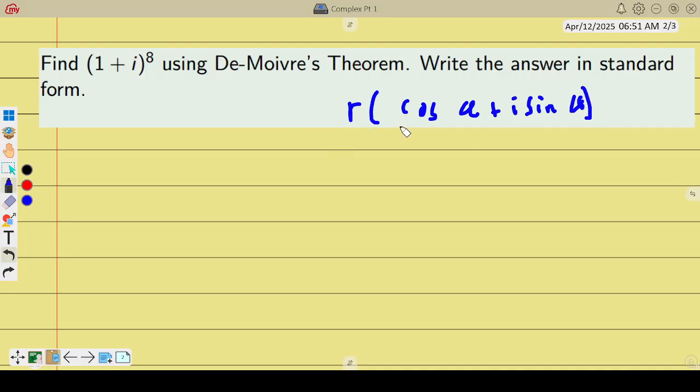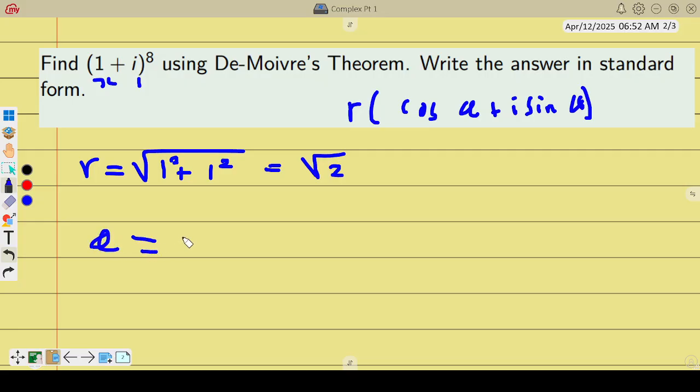Also here there will be that power. So firstly we need r. What is r? R is the square root of 1 plus 1, x squared plus y squared. So this is root 2. And then theta is tan inverse, or tan inverse looks scary. So I remember I used to write it in this form: tan theta is y over x, 1 over 1.